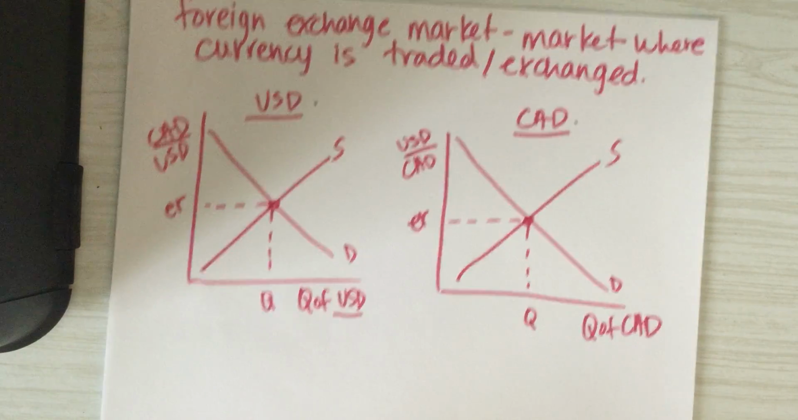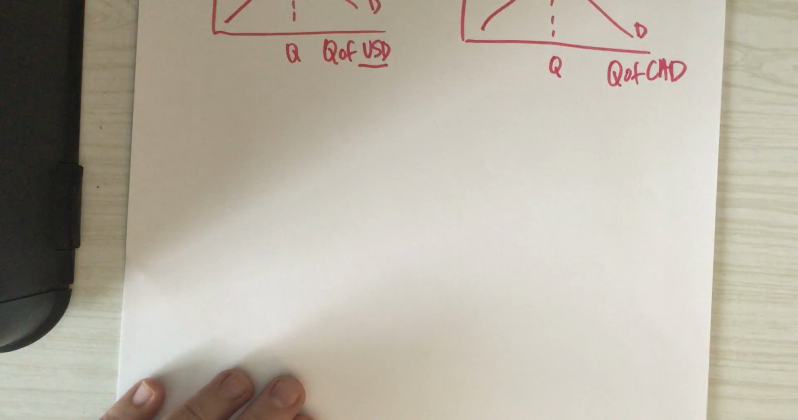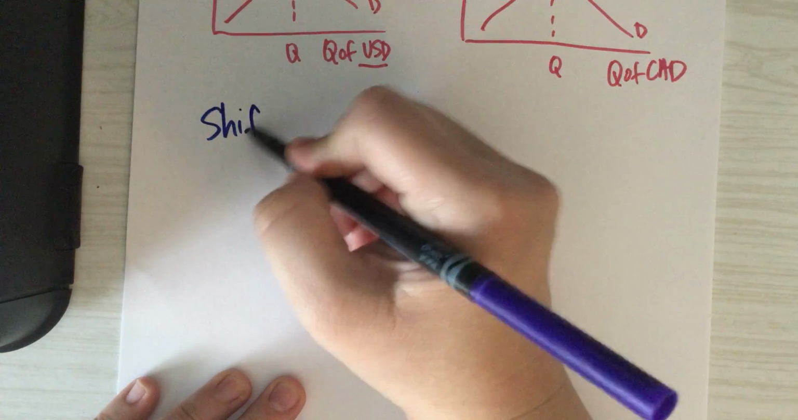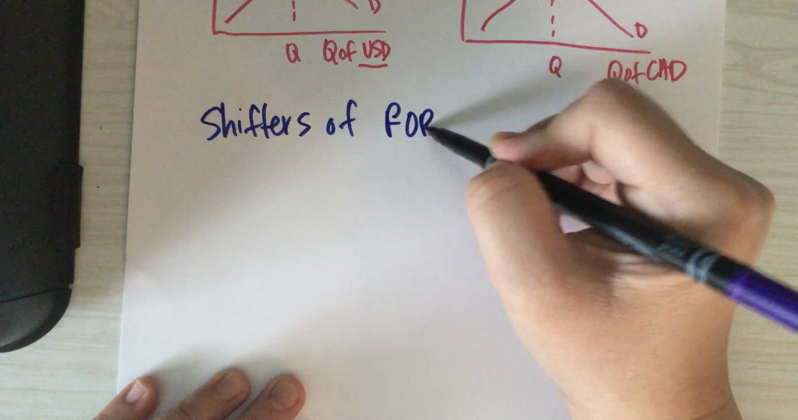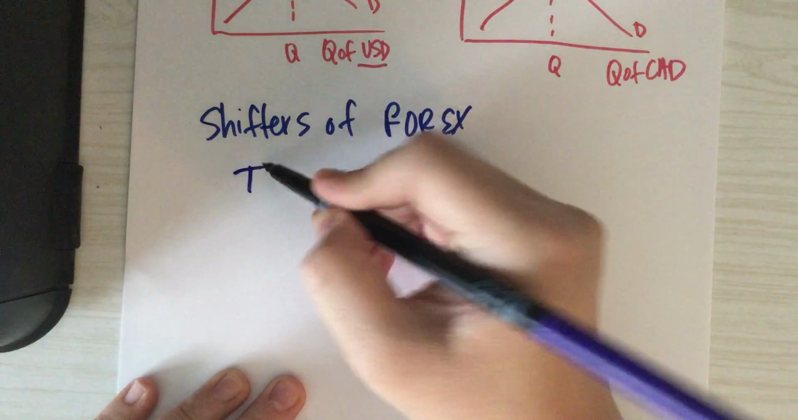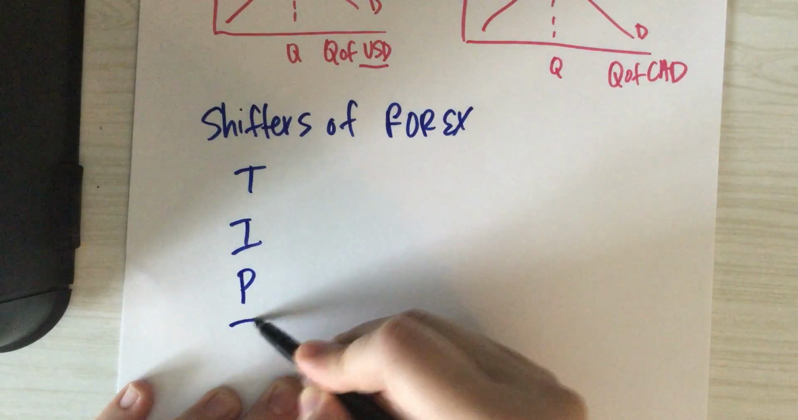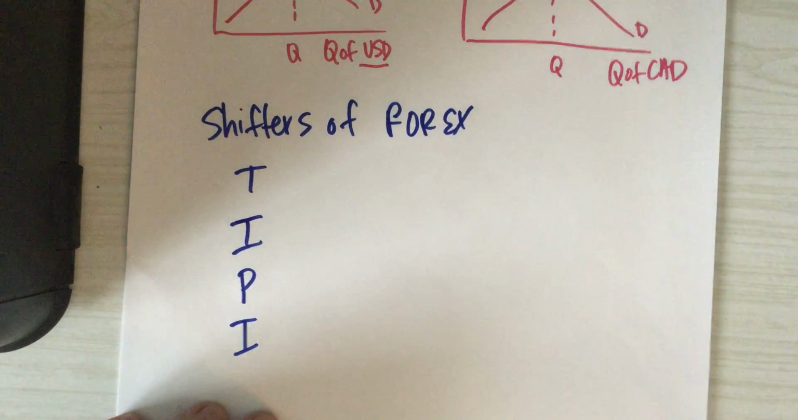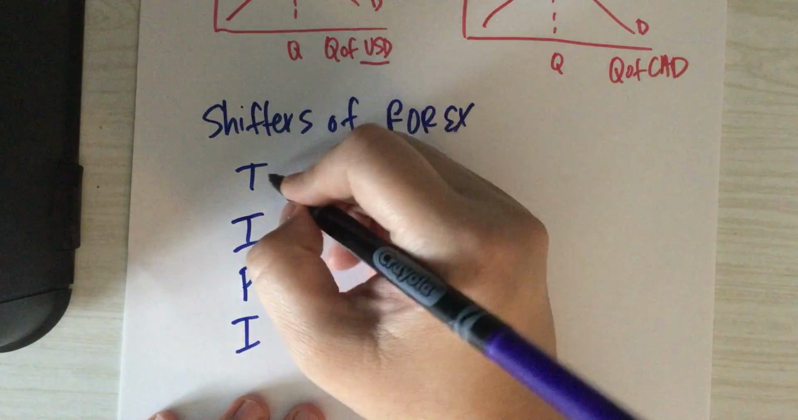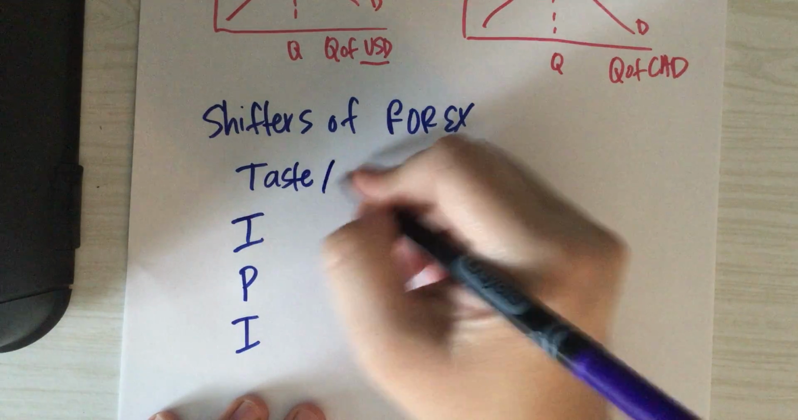So in any case, let me fast forward to the shifters of the foreign exchange market. I don't know if I'm going to go over these in the same order as the video, but the shifters of foreign exchange, I always remember TP. You can think of toilet paper, TP. The first is taste, also taste or preference.